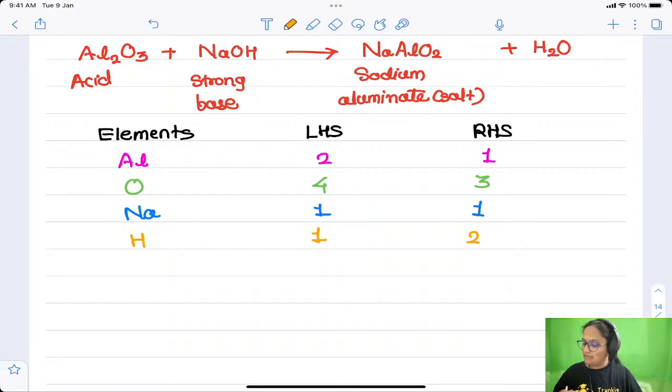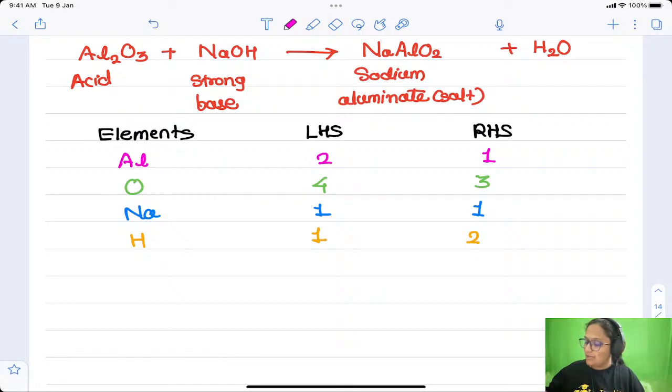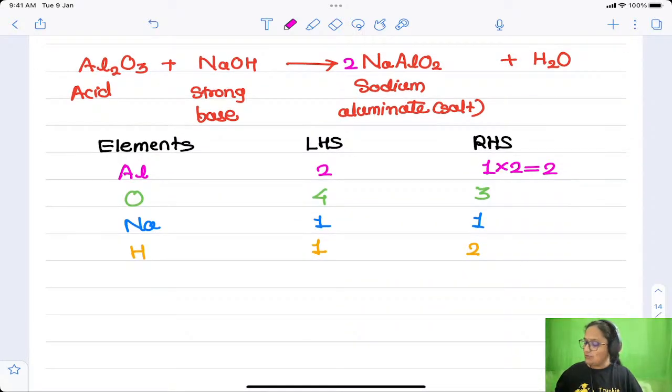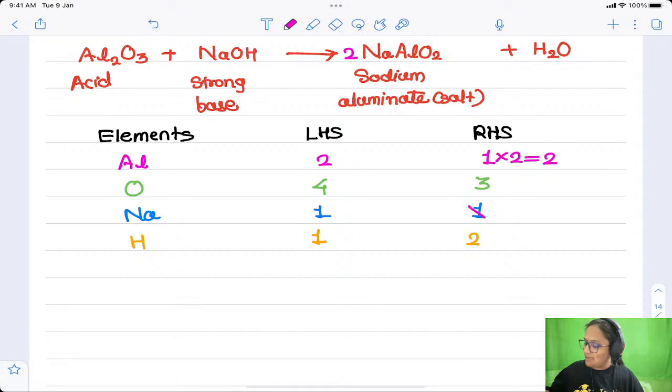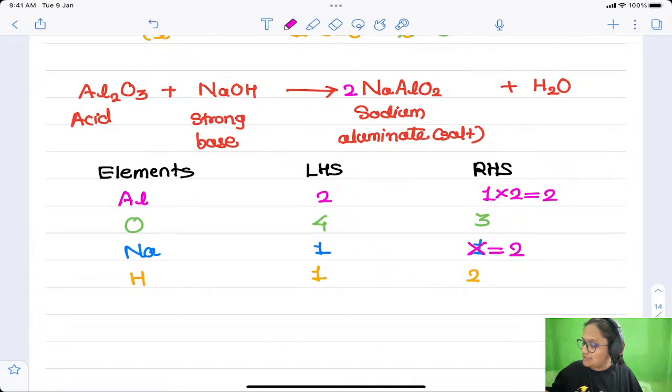Let us balance with the aluminum atom first. Aluminum atom on left hand side is 2, right hand side is 1. So I will multiply the right hand side by 2, so it will become 2NaAlO2. By doing so, not only aluminum but sodium and oxygen have also changed. Sodium previously was 1 on the right hand side, now changed to 2, and oxygen previously on right hand side was 3, but now it is 2 into 2, 4, plus 1, that is 5, right? So it has changed to 5.